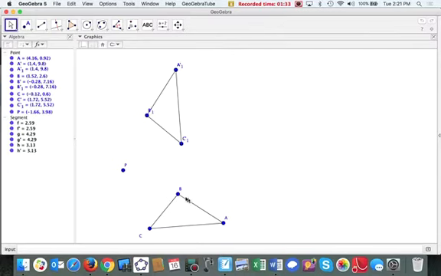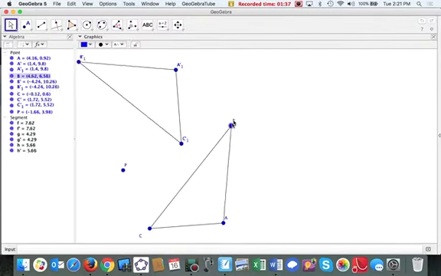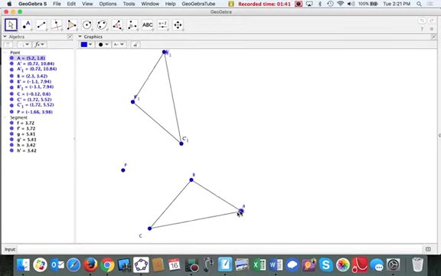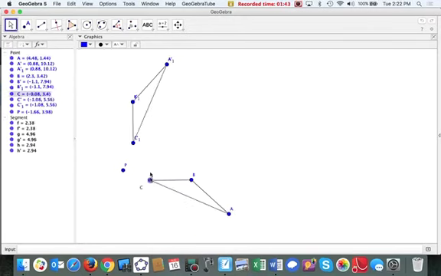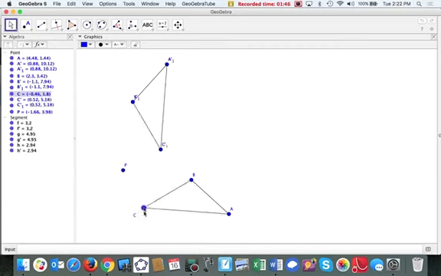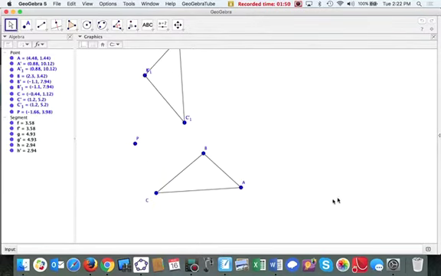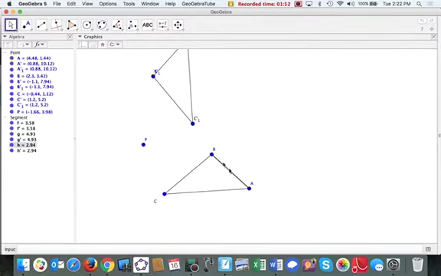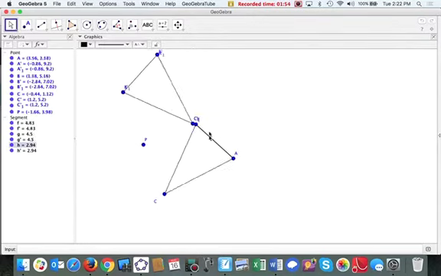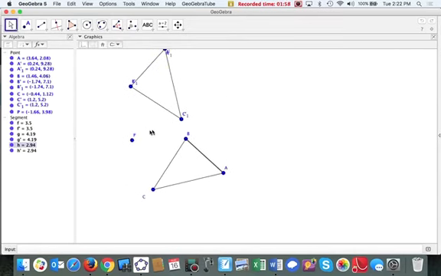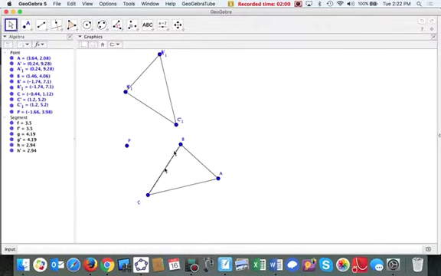So if I move points around, if I move B, notice how B prime is moving. A prime moves when A moves. C prime moves when C moves. If I move this whole triangle, well, now it's not letting me. So it's not going to let me grab the whole triangle, but you kind of get the idea of what's happening.